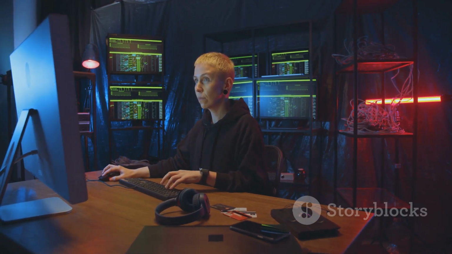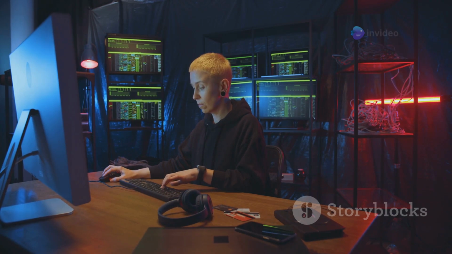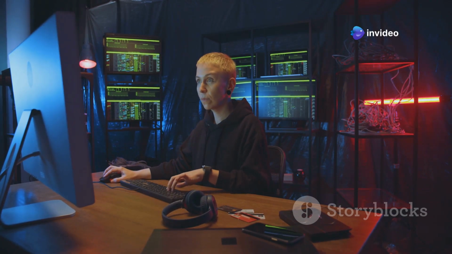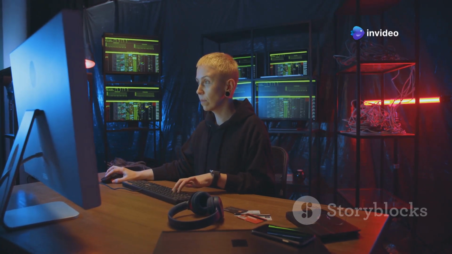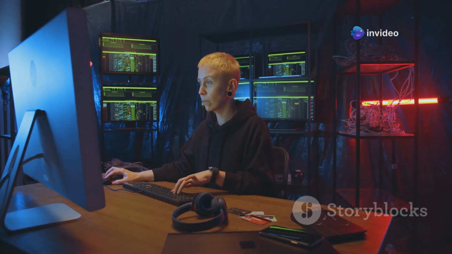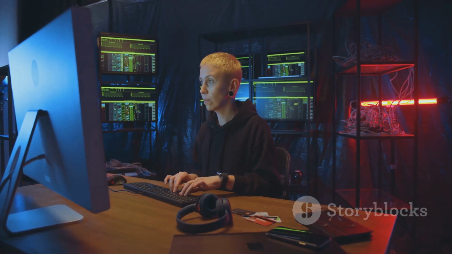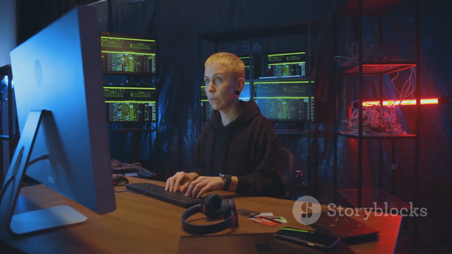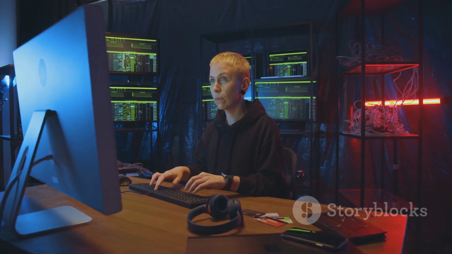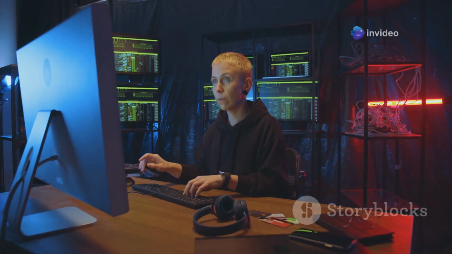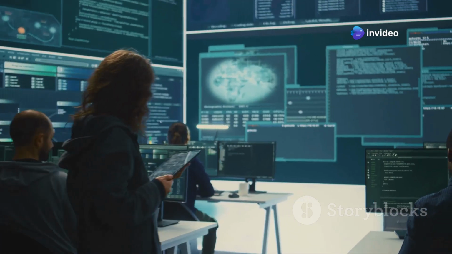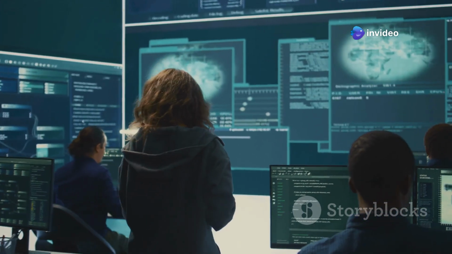It is a critical component in modern cybersecurity strategies, providing a centralized view of security events across an organization's entire IT infrastructure. SIEM systems collect and analyze data from various sources to identify potential security threats and ensure compliance with regulatory requirements. SOAR stands for Security Orchestration, Automation, and Response.